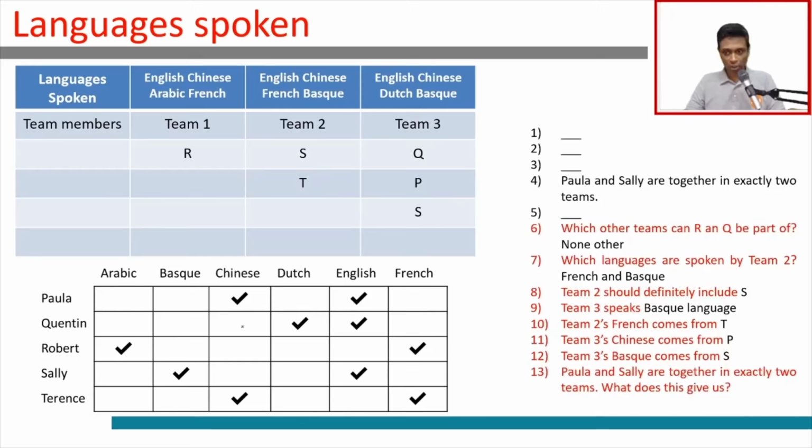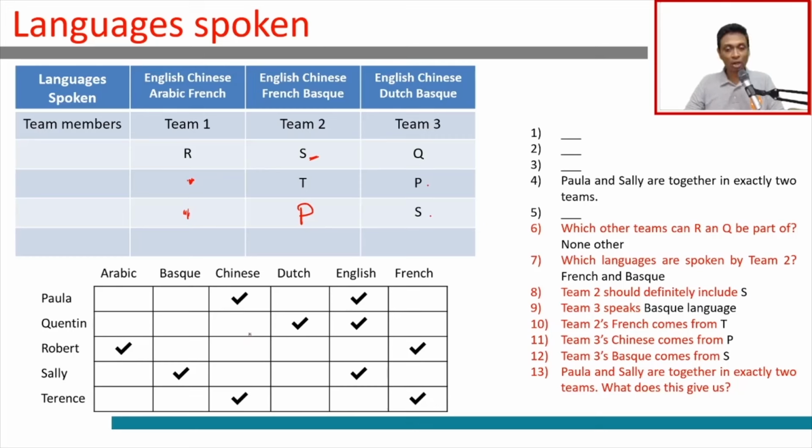So far so good. So let's focus on the condition that Paula and Sally are together in exactly 2 teams. What does this give us? And so we still need Paula and Sally. So this one has Sally. Just Paula and Sally. Let's see what Paula and Sally bring us together. Paula brings Chinese and English. Sally brings Basque and English. So Basque, Chinese, and English. So Basque has sense. So this one cannot have S and P. So this will have P and S. So team 2 has to have P. Teams 2 and 3 have P and S.